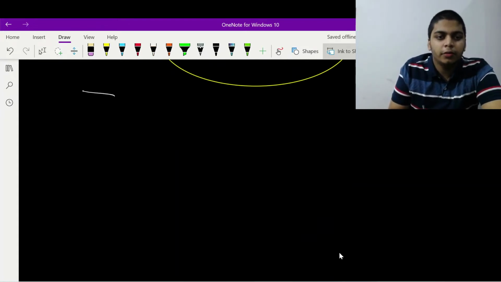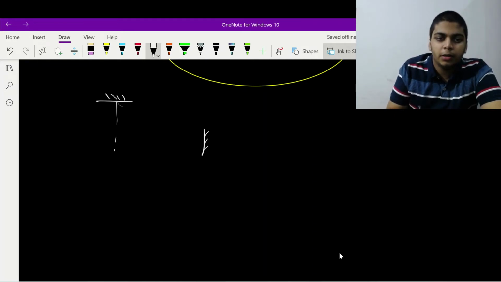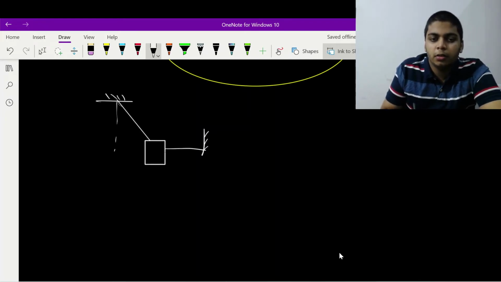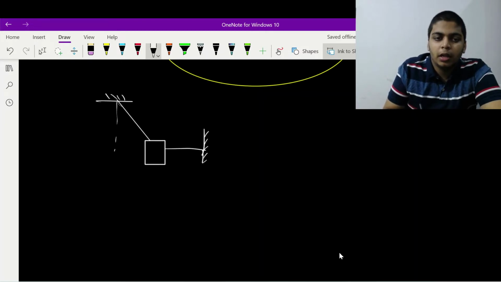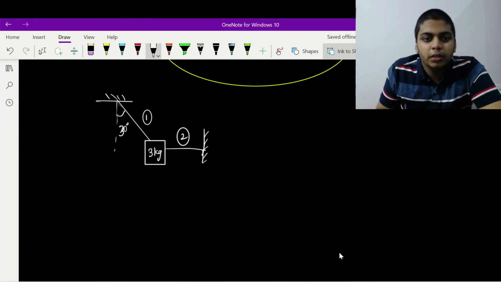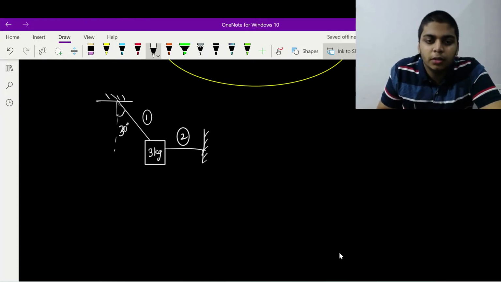If I have a fixed wall, okay, let me say in this manner, and I have a block which is suspended in this way with two threads, and this makes some angle, 30 degrees, and this is some 3 kg. Okay, so if this is string 1 and this is some string 2, then what is the tension in string 1 and string 2? So you can simply use your Lami's theorem.